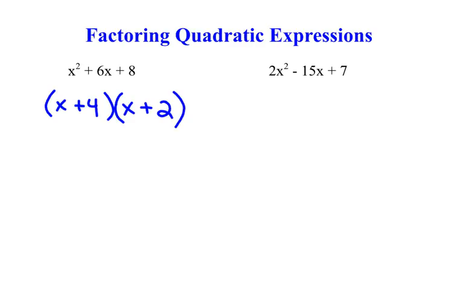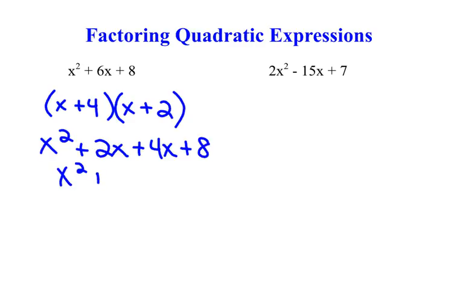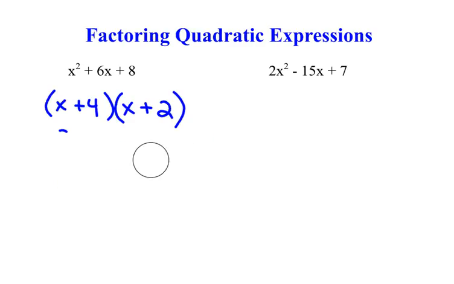The better you get at this, you can foil in your head. If you're not good enough to foil in your head, write it down. First, outside, inside, last. Combine like terms. That FOIL check matches the original quadratic, so we are sure that our factors of x plus 4 times x plus 2 are correct.